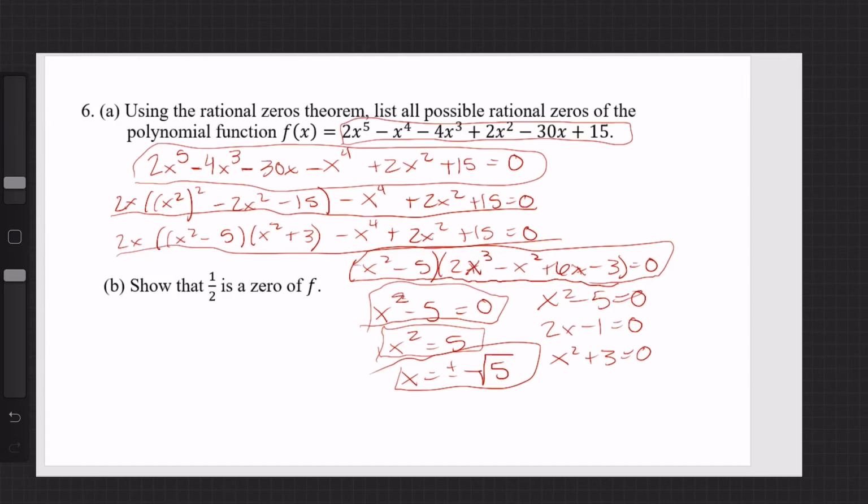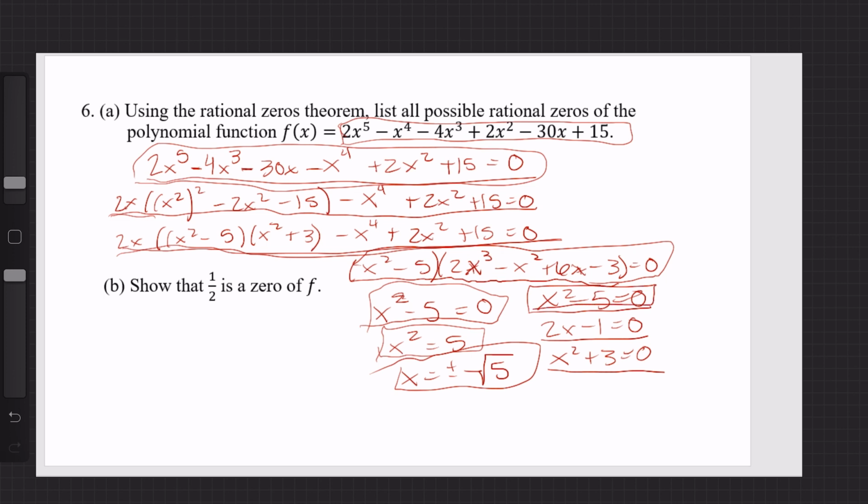Okay, so with this equation, I just went ahead and set it equal to 0, and then I just kept factoring it out. So I ended up with (x squared minus 5) times (2x cubed minus x squared plus 6x minus 3) equals 0. And then I went ahead and factored those out. So I did these equations: x squared minus 5 equals 0, 2x minus 1 equals 0, and x squared plus 3 equals 0. We're going to go ahead and do this one.